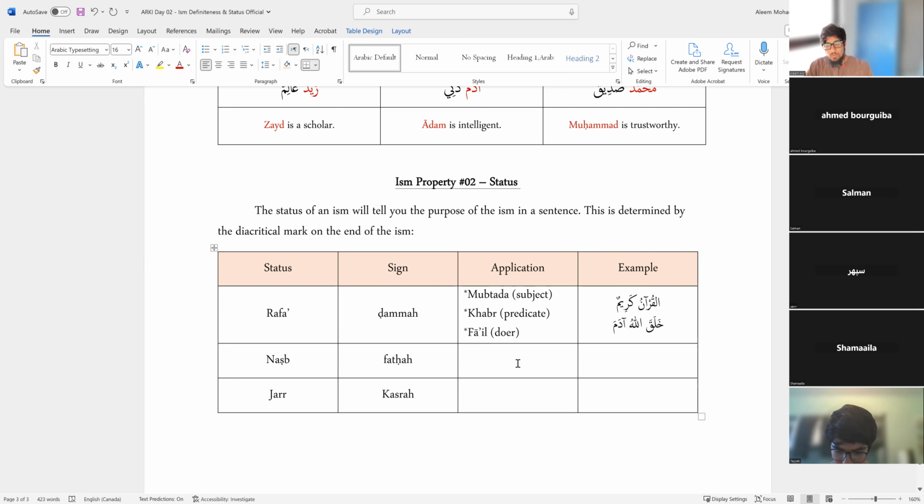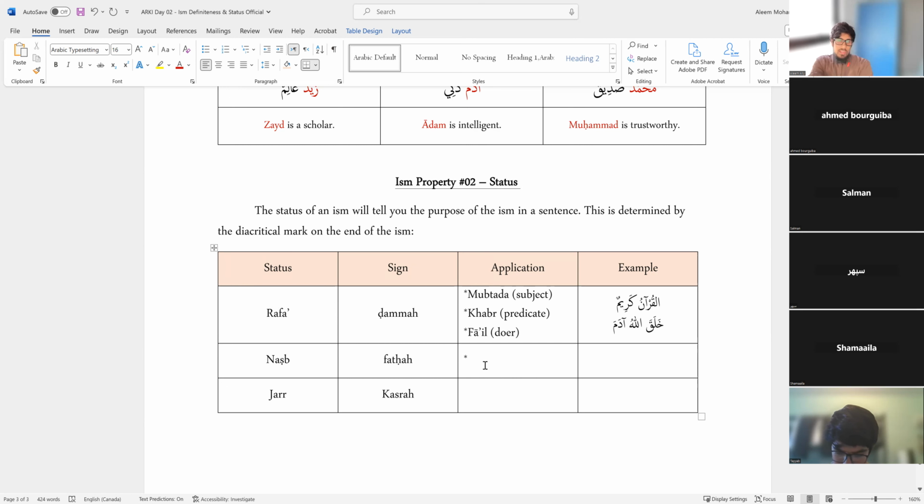Okay, let's hop into the world of nasb, right? There are about 12 instances in the Arabic language where words will go into a state of nasb, meaning they will bear that fatha. There are 6 for rafa, and for jar, there's only 2. This is the easiest one to get down.